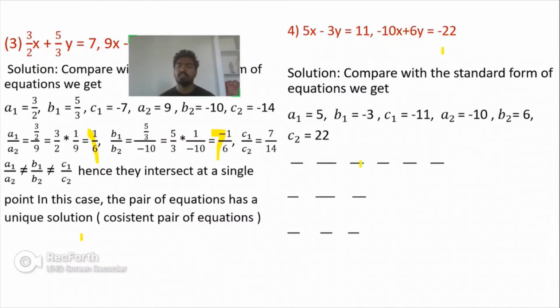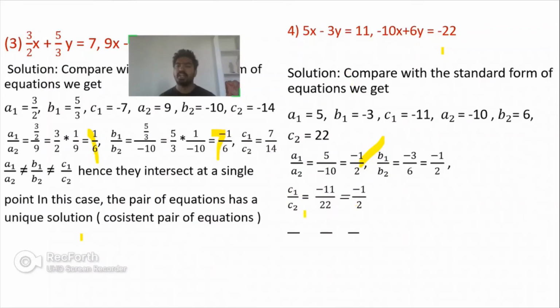Now, we have to find a1 by a2, b1 by b2 and c1 by c2. So, a1 by a2 is equal to 5 divided by minus 10, that is minus 1 by 2, and b1 by b2 is equal to minus 3 divided by 6, that is minus 1 by 2, and c1 by c2 is equal to minus 11 divided by 22, that is minus 1 by 2. Hence, we can clearly see that the value of a1 by a2 is equal to minus 1 by 2, the value of b1 by b2 is equal to minus 1 by 2 and the value of c1 by c2 is equal to minus 1 by 2.